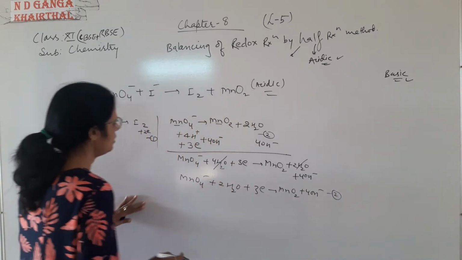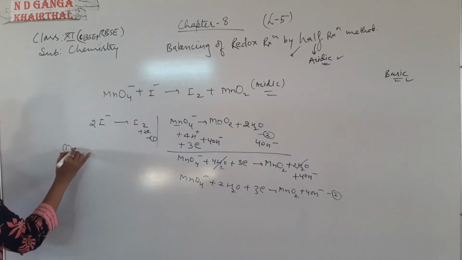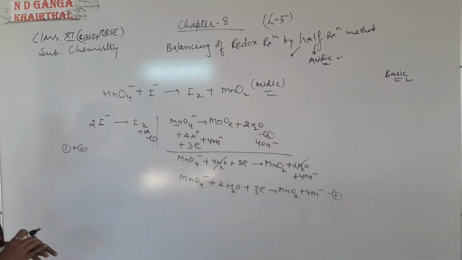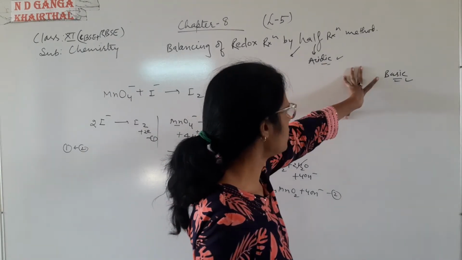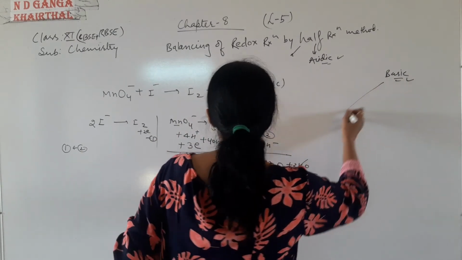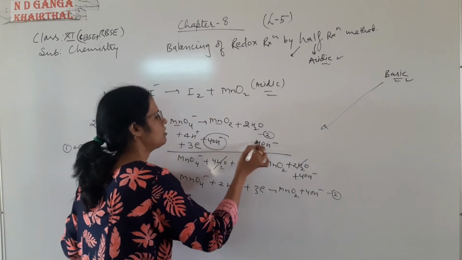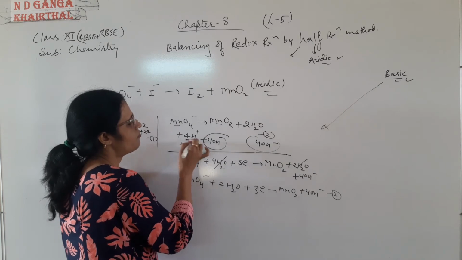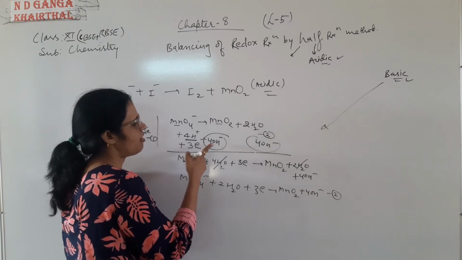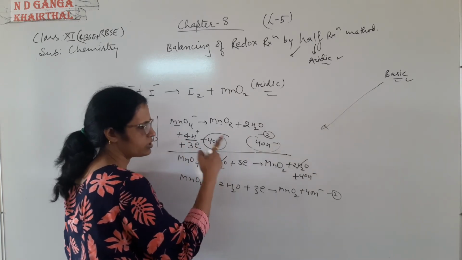Now we will add reactions 1 plus 2. What is the major difference if we balance a reaction in basic medium? We have to add OH minus ions on both sides equal to the number of H plus ions. If H plus is 6, then we have to add 6 OH minus ions on both sides.